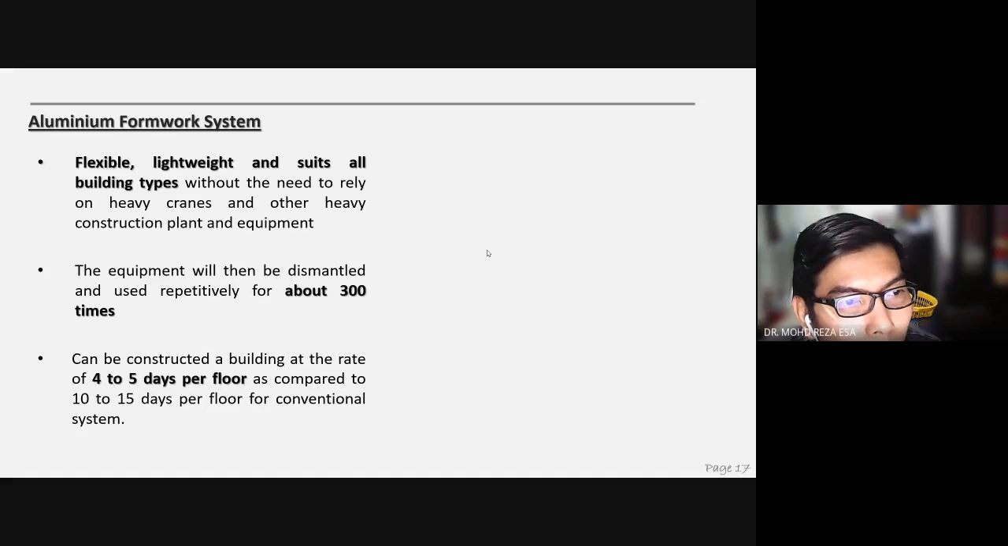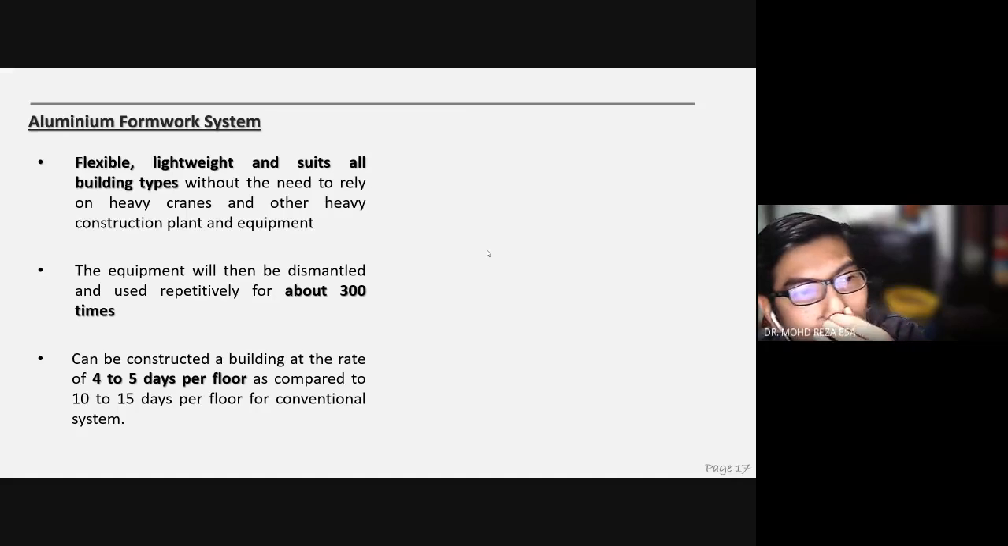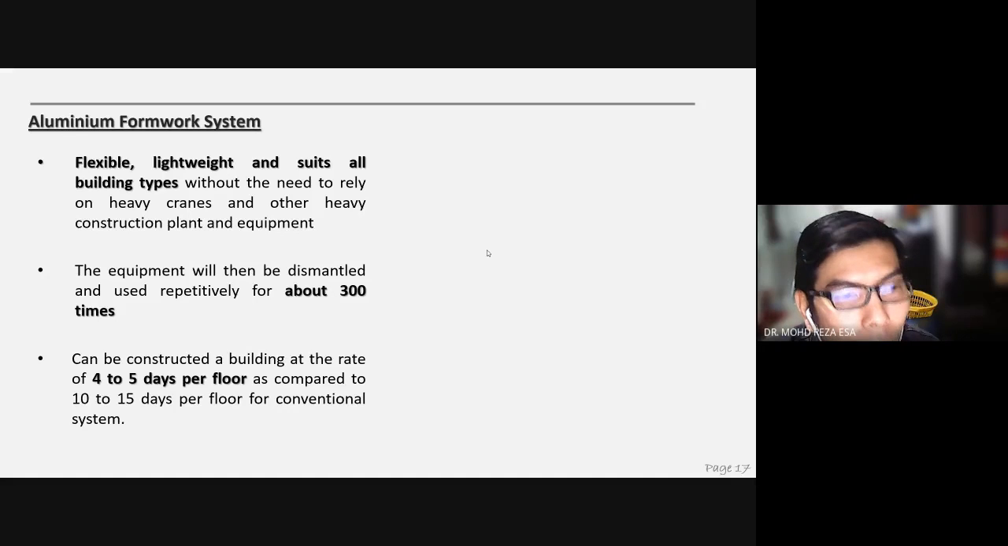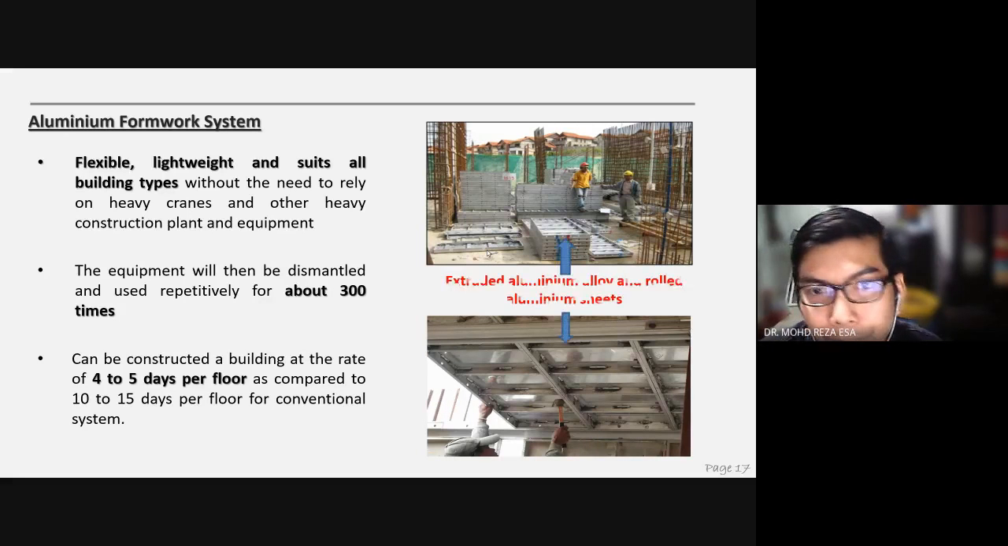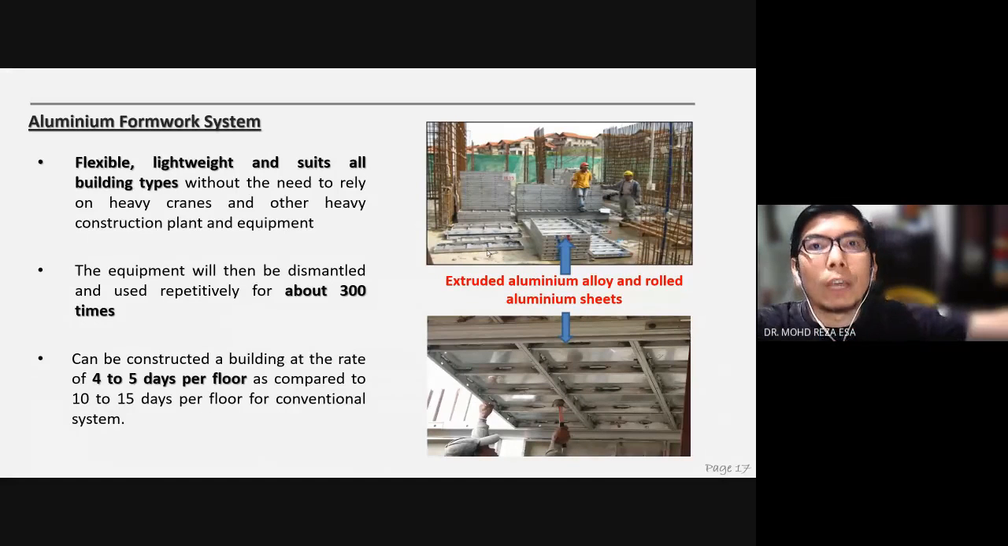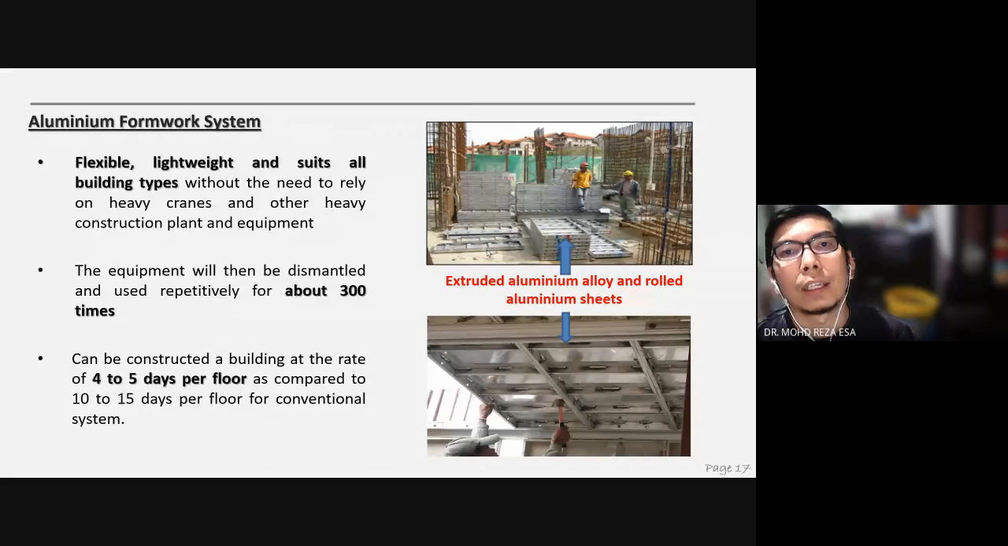And then a building can be constructed at the rate of 4 to 5 days per floor, as compared to 10 to 15 days per floor for conventional system. Dia lebih cepat. So kalau you gunakan timber formwork system, conventional punya formwork system, untuk siapkan satu floor area, you akan ambil masa lebih kurang 10 ke 15 hari. But however, you use reusable formwork system, sama ada aluminium, steel dan sebagainya, so you boleh siap 4 to 5 days saja, lebih cepat. So kat situ you can see that you can complete your project much faster compared to using the conventional method, or conventional system.